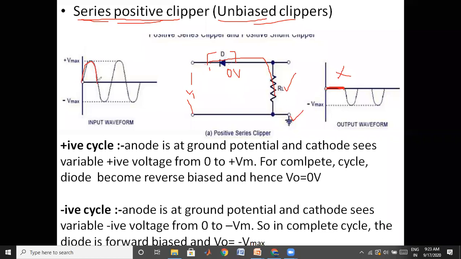When the input changes to the negative cycle, since it is sinusoidal, on the cathode side you get -1, -2, -3 volts. We are getting a negative voltage on the cathode side. The anode is at 0 potential and the cathode is at negative potential. Therefore the anode has greater potential than the cathode, so the diode will be in the on state. When the diode is on, it is a closed switch.